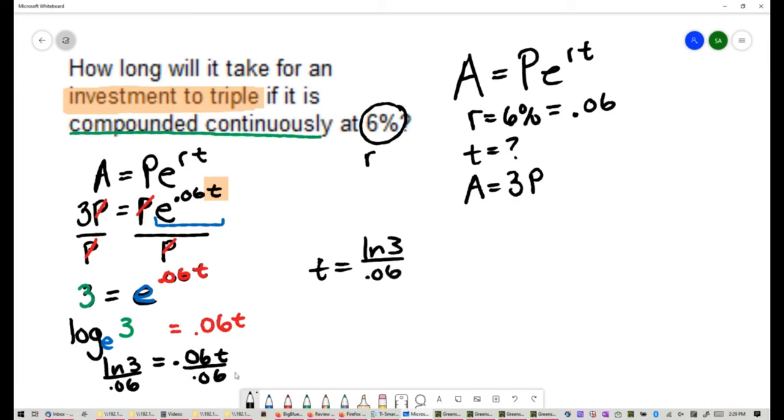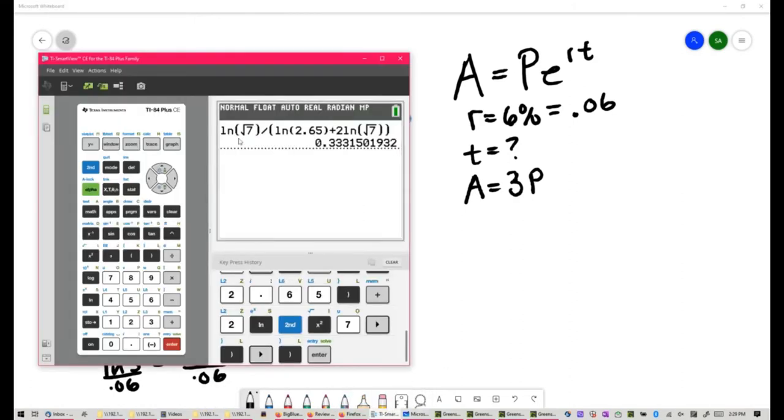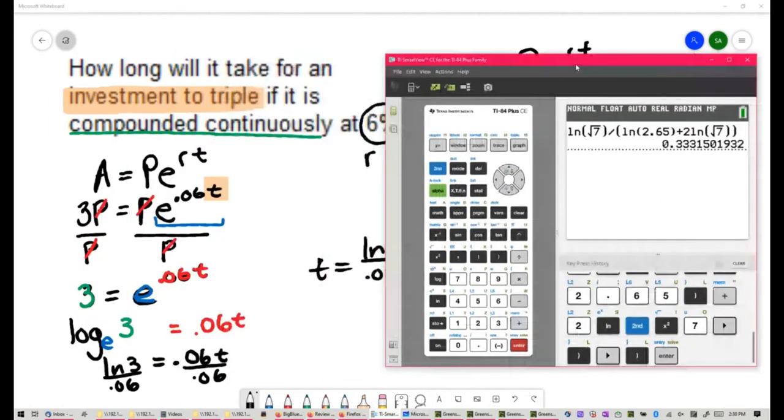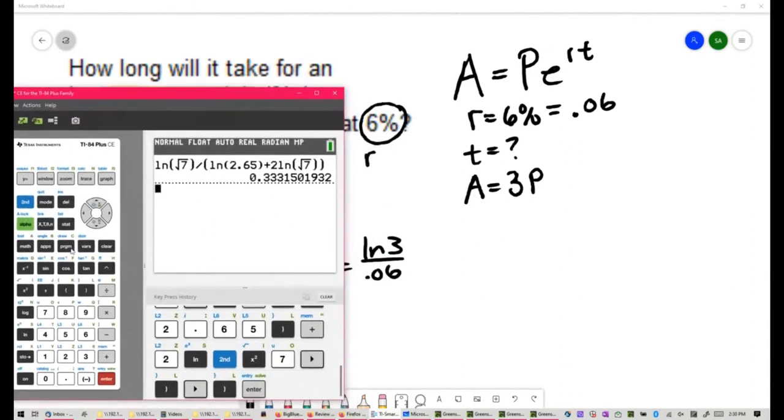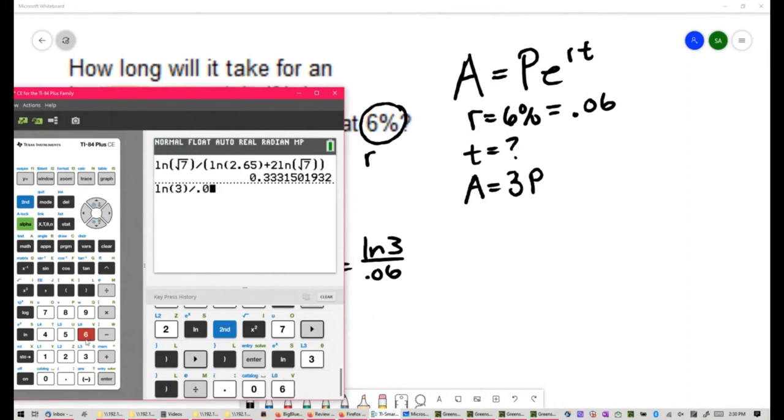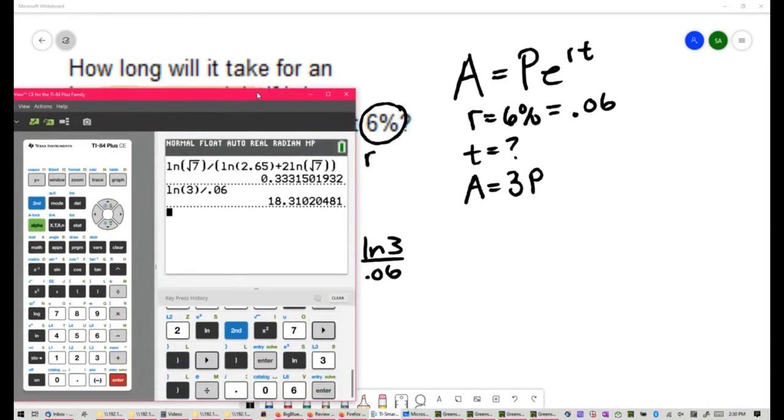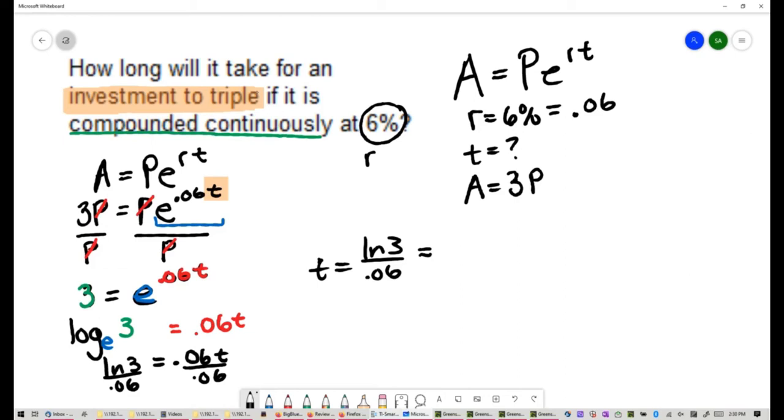I'll type this in my calculator. So we're doing natural log of 3 over 0.06. And we have 18.31. We want to round to the nearest year, or we would round up to 19 years. We're going to round up because rounding down wouldn't guarantee us to meet that tripling amount. So we're going to round up to 19.